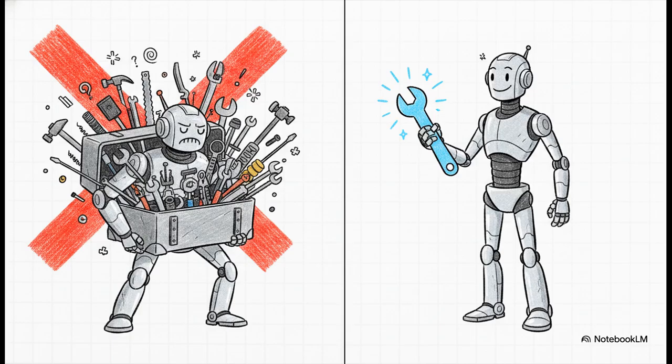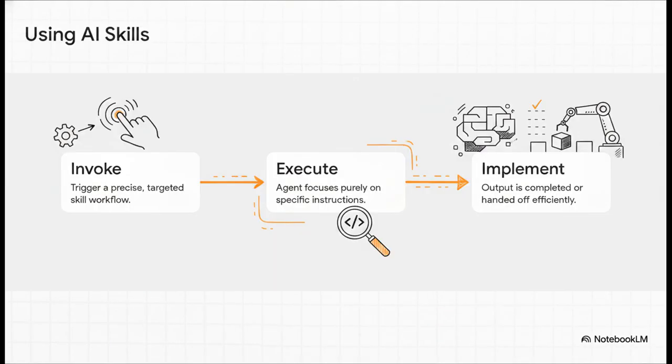Think of these like highly specialized toolsets that you hand to the agent right before a specific job, rather than forcing the poor agent to carry every single tool in the shed at all times. For example, instead of applying a massive list of global rules to every prompt, you trigger a precise workflow. First, you invoke a targeted skill, something like write a PRD. Then, during the execute phase, the agent focuses its entire context window purely on those specific instructions. Finally, it implements the output efficiently and clears its memory for the next job. It is clean, fast, and incredibly effective.